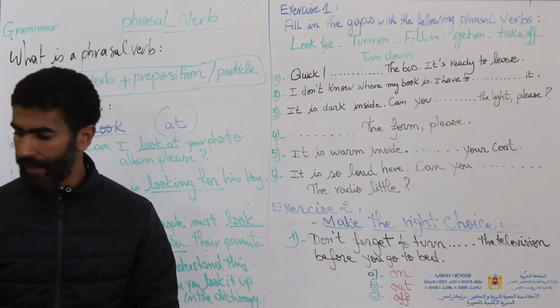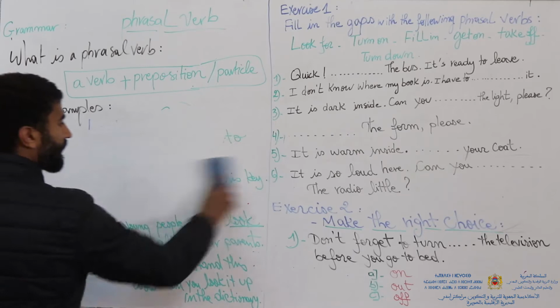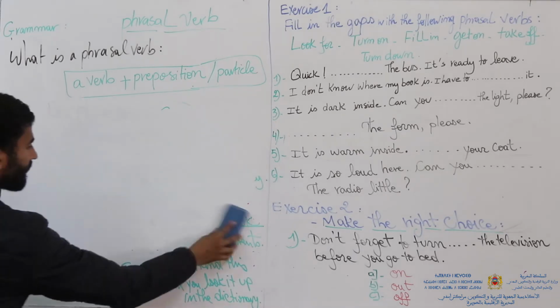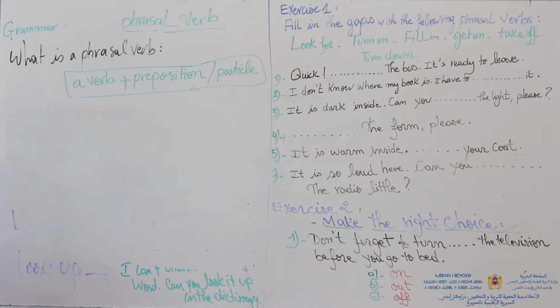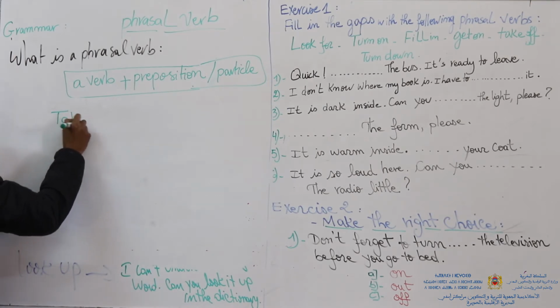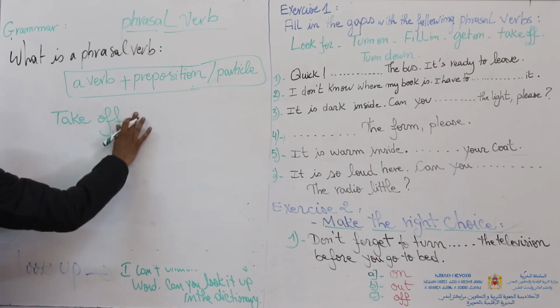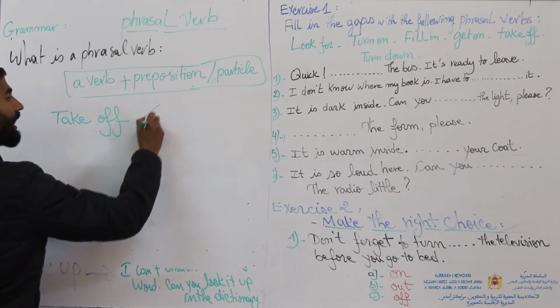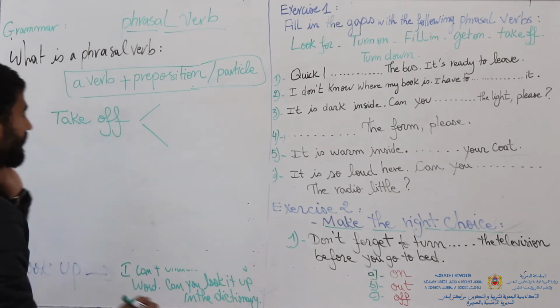Now we're going to have a look at some of the phrasal verbs that can have one meaning or two meanings. For example, we have take off. This phrasal verb has two meanings.